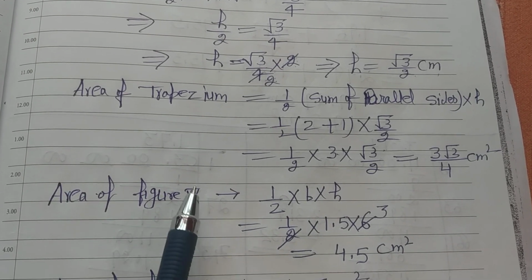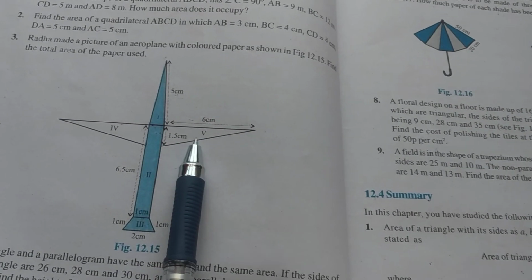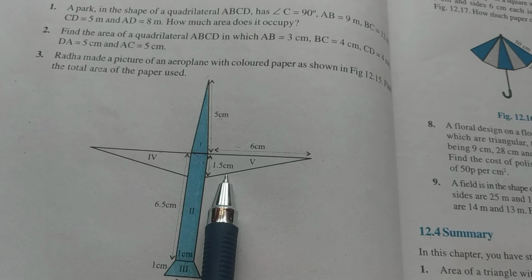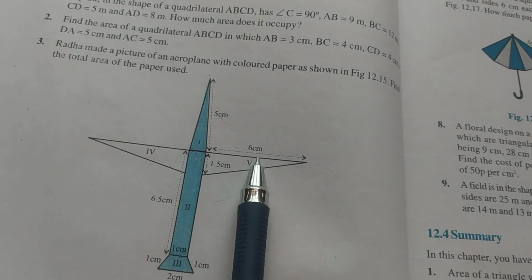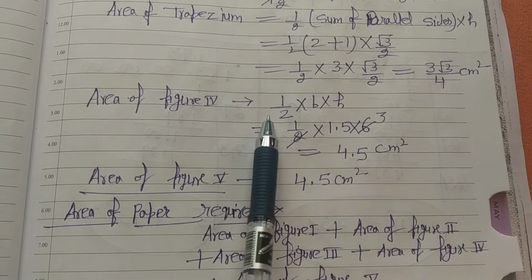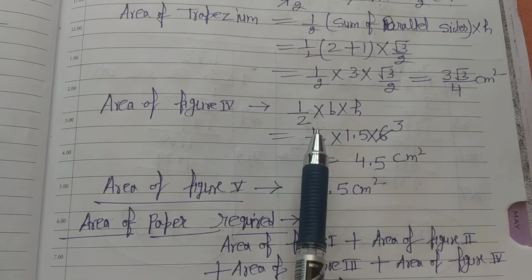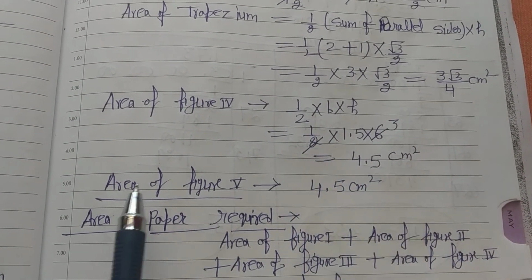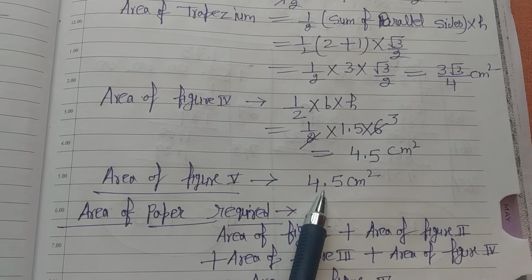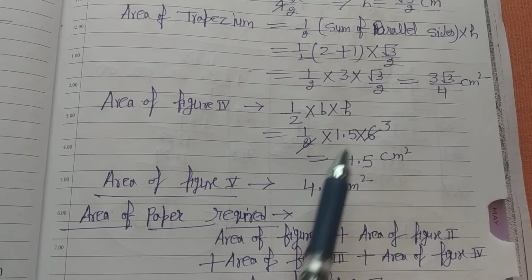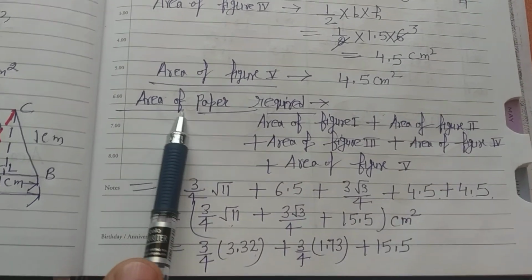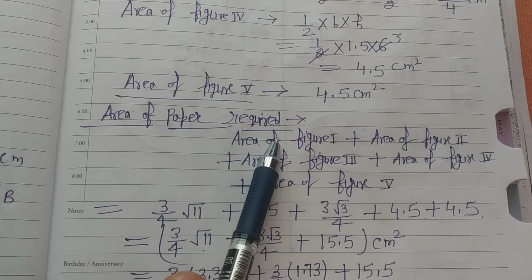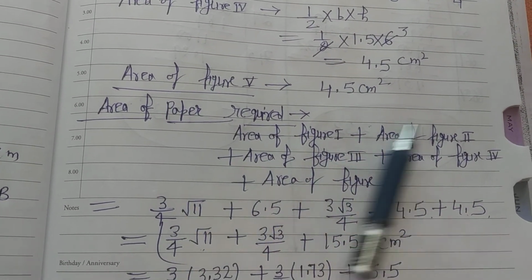Now area of figure 4. Figure 4 and 5 are in the shape of right angle triangles, and base is 1.5 and height is 6. So area of figure 4 is 1 by 2 base into height. So 2 and 6 will cancel out. 3 into 1.5 is 4.5, and that will be the area of figure 5 also, that is 4.5, because these figures are similar. Now the area of paper required is equal to the sum of all the 5 figures.